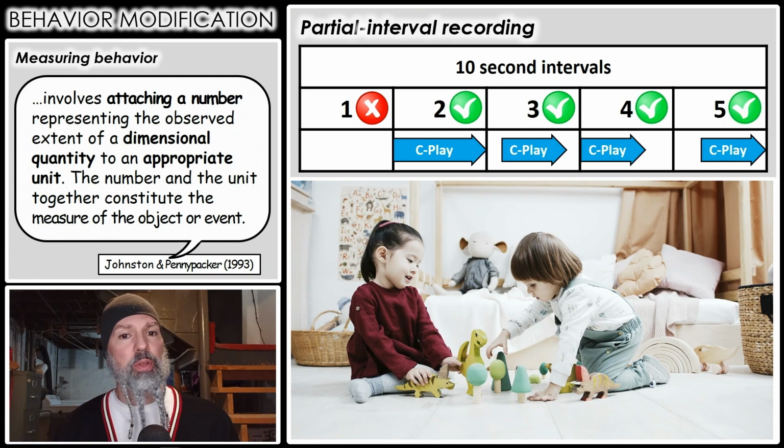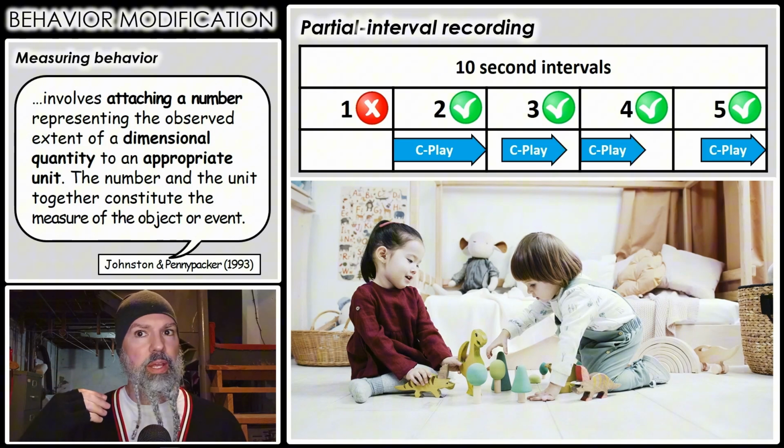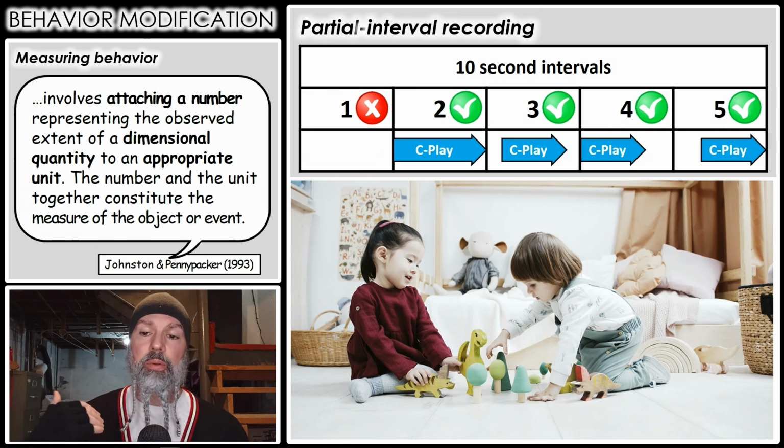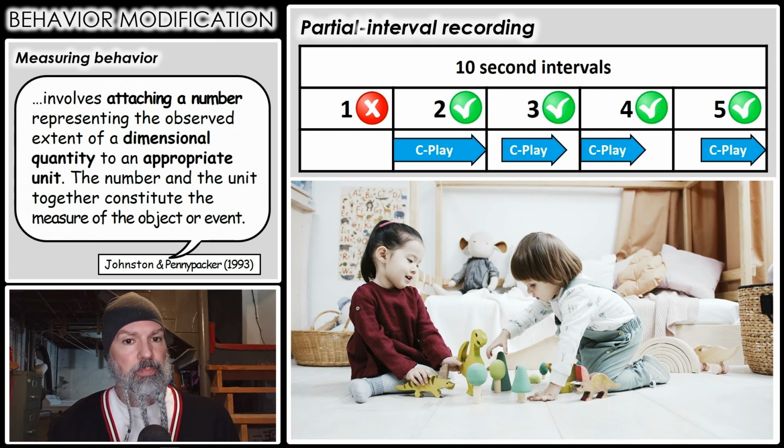And then much like with whole interval recording, the percentage of total intervals in which the target behavior was recorded as occurring would be totaled for your report on the amount of behavior. So in this case, it would be 80%. We would say that the behavior occurred 80% of the time or in 80% of the intervals. And in this case, it actually overestimates. So unlike the whole interval recording, partial interval recording overestimates how much behavior has actually occurred.